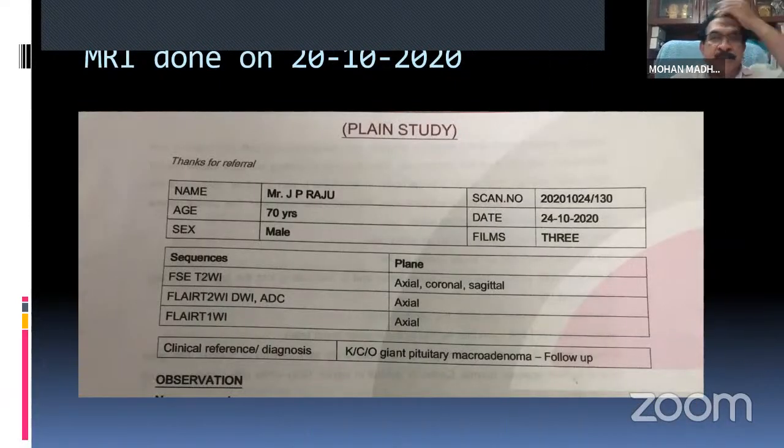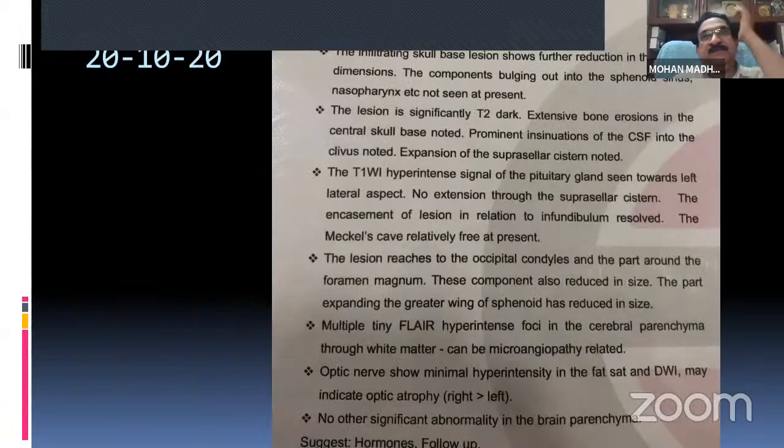And then the MRI was repeated in 2020. That film, I don't know, it's not with me. The report, this is from Manoj, a reliable radiologist: this infiltrating skull base lesion shows further reduction in the overall dimensions. Lesion significantly T2 dark, extensive bone erosions in the central skull base noted, prominent insinuations of the CSF into the clivus, expansion of the suprasellar cistern.